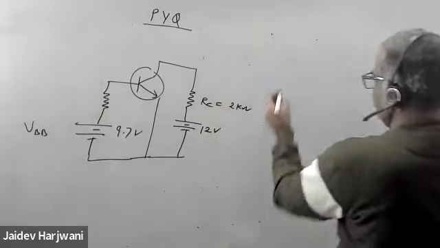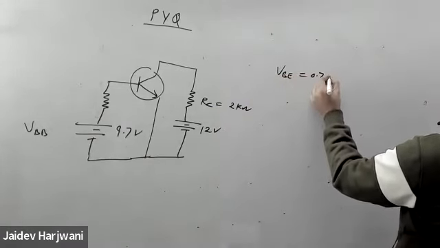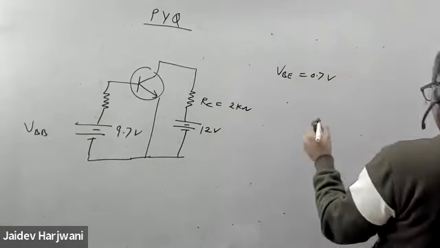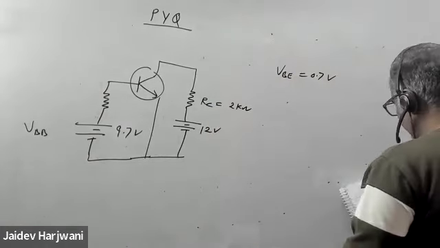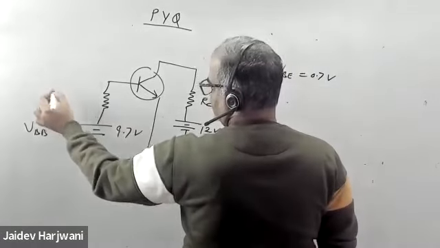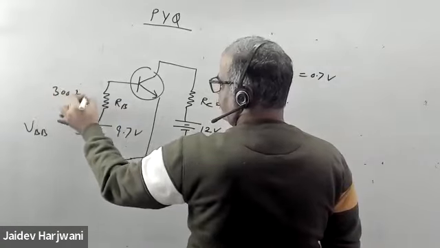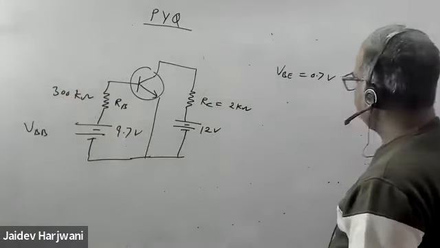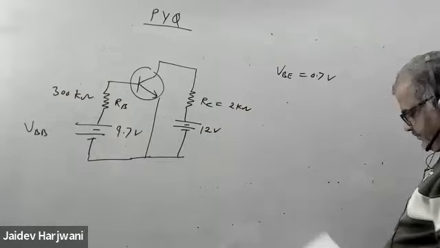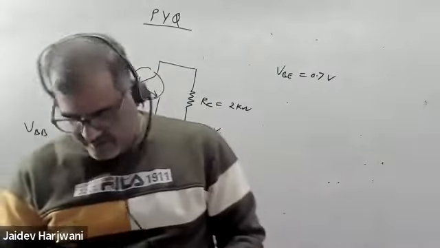Okay. So VB is given in the question 0.7 volt. Okay. VBB you can see 9.7 volt. RB is 300 kilo ohm. This is RB. Okay. 300 kilo ohm. RC value is given 2 kilo ohm. Okay. So they have given this circuit.